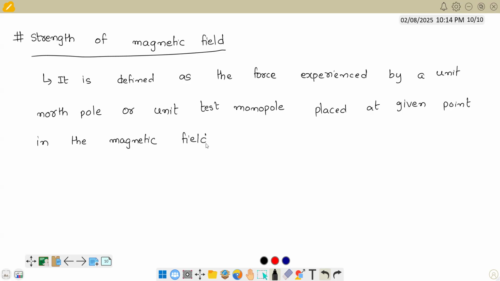What do you mean by this entire thing? Okay, I'll just explain in simple terms. Suppose you have a magnetic monopole of M. I'm drawing it very large, it would be very small actually.